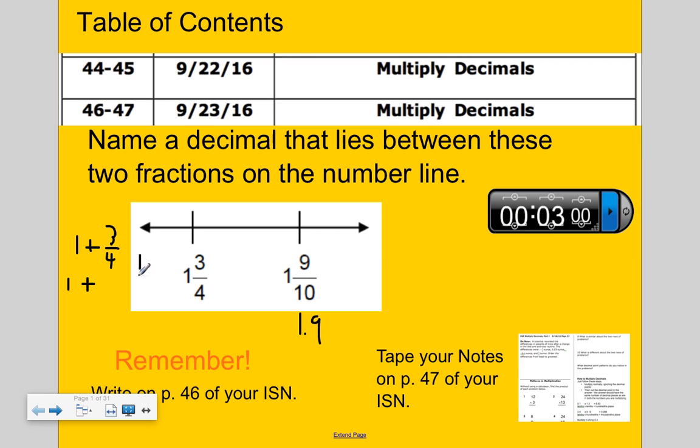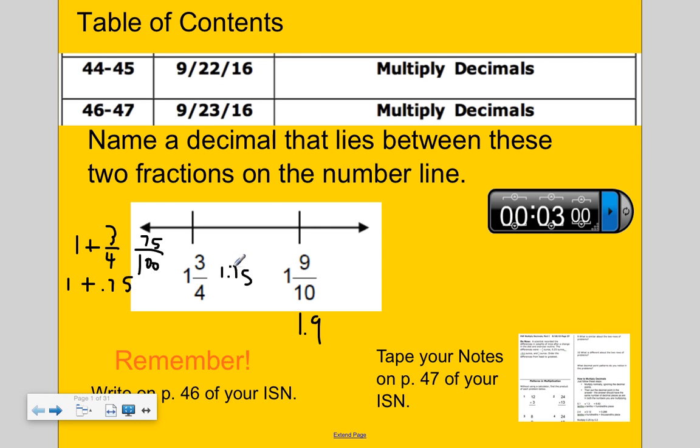Two ways of doing it. Do you like working with place value? Can 4 go into 100 times 25? So if I multiply 3 and 4 by 25, I get 75 hundredths. So 1 plus 75 hundredths is 1 and 75 hundredths as a decimal.